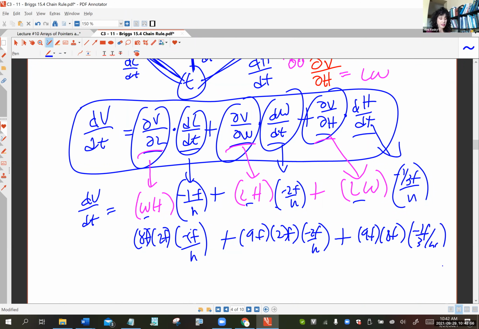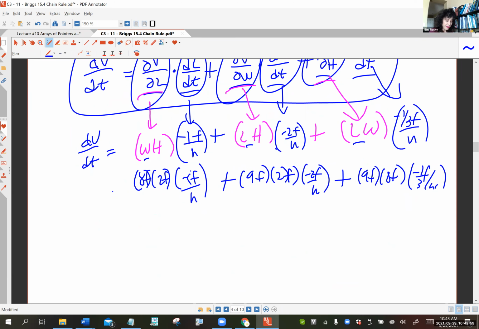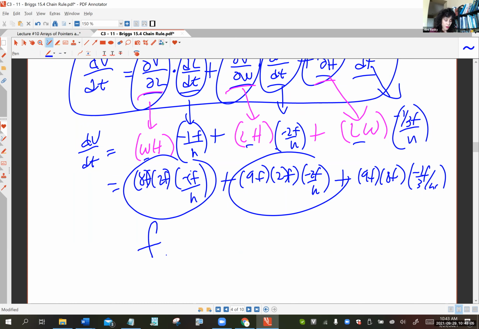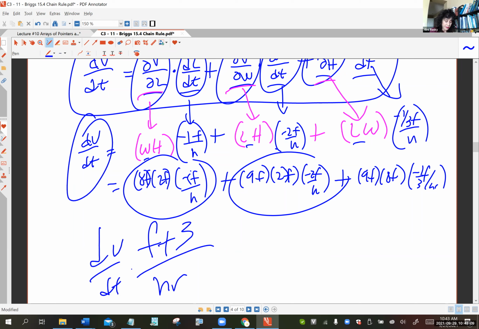What I want you to see here is the units. Look at each of these terms. You have feet times feet times feet per hour. You're going to get an overall feet cubed per hour, because that is what dV/dt is going to be. Volume is feet cubed for this problem, and the time element we're using here is hour.